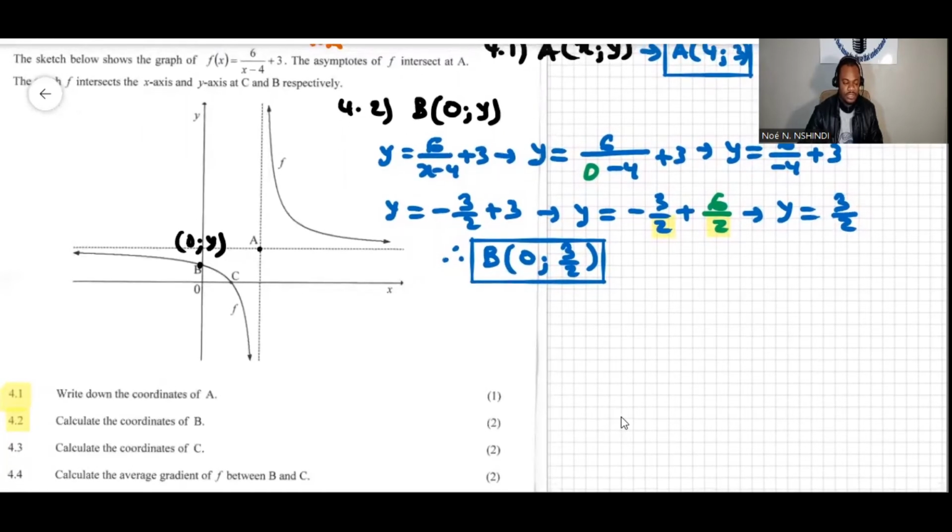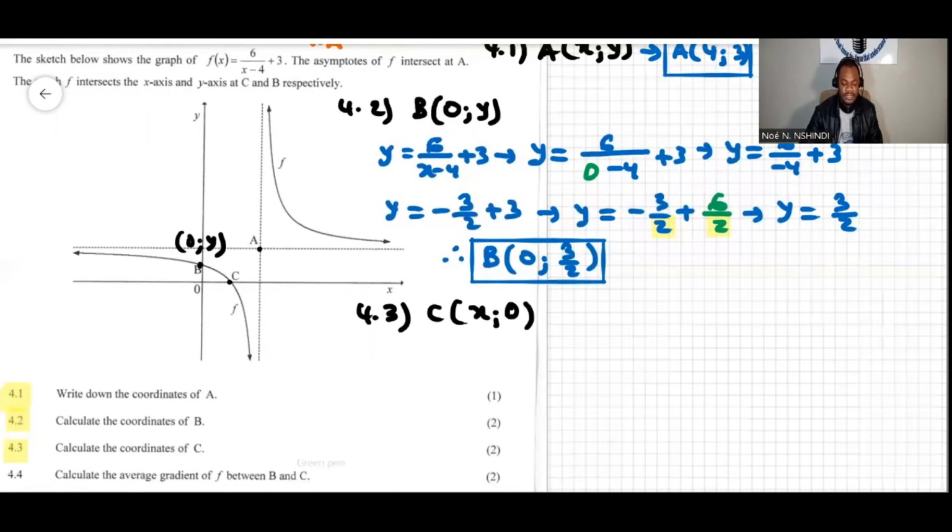And then the following question is question 4.3. The question says calculate the coordinate of C. Okay, and then C is the point over here, which is the x-intercept of the graph. So I'm going to write here 4.3, x-intercept. We want the point C, which is (x, 0), because it is the intercept.